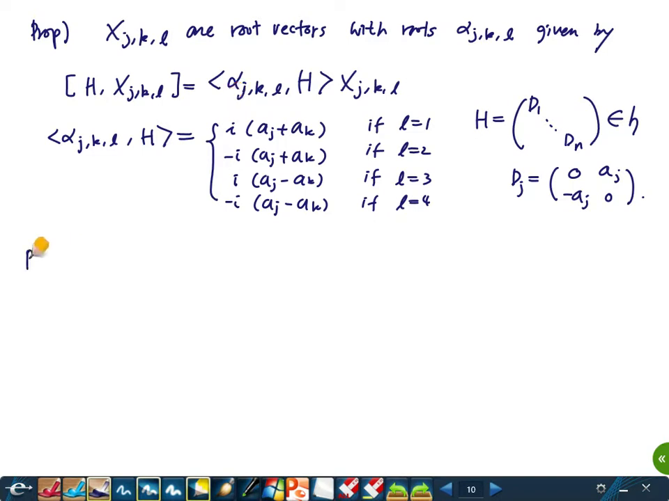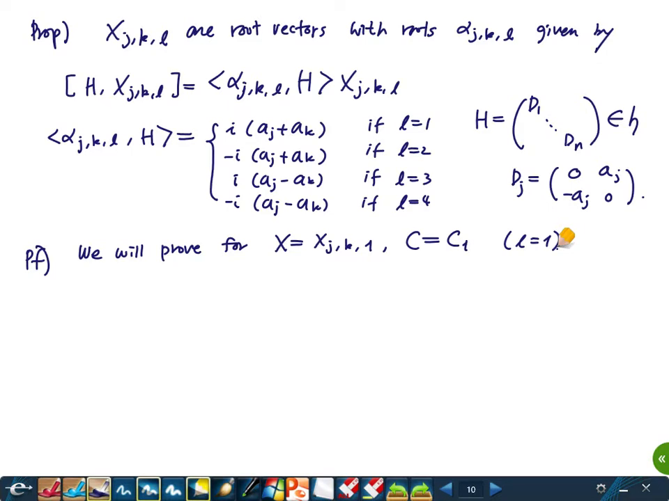Proof. As you can imagine, it's just a basic computation, basic linear algebra matrix computation. It's basic, but let's do that. We will prove only for x_jk, the L equals 1 case. So let's write c equals c1, meaning the L equals 1 case. The other cases, you can imagine they are basically the same.